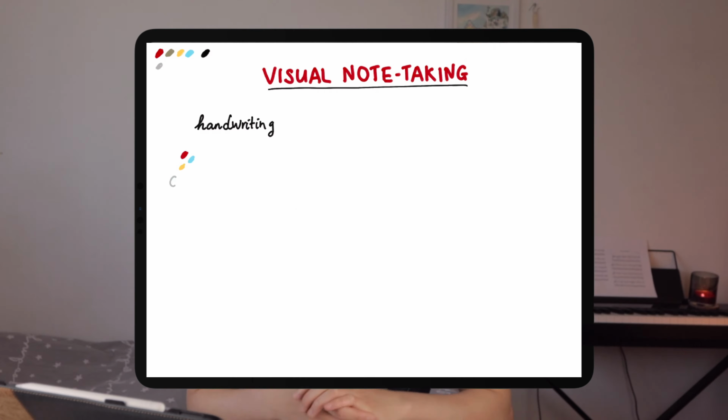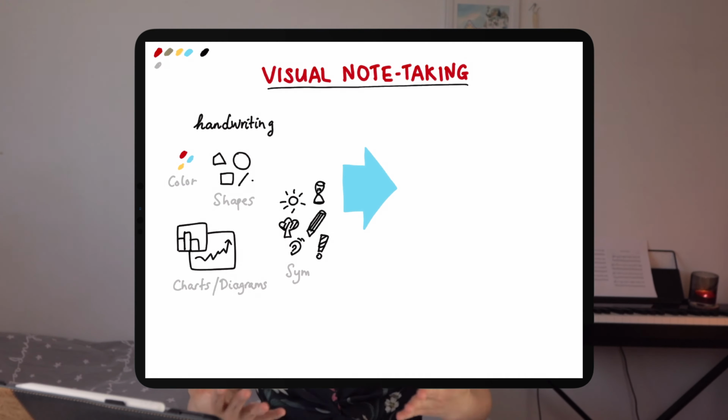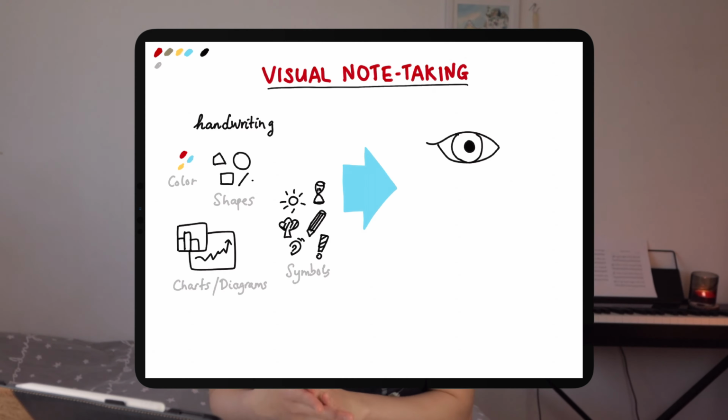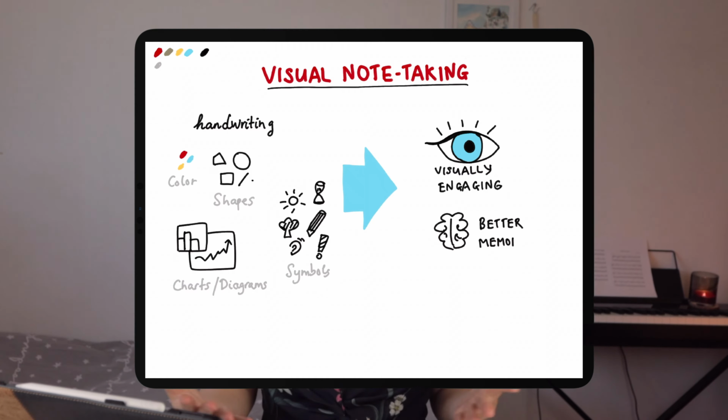So what is visual note-taking? Visual note-taking is a way of combining handwriting, colors, shapes, symbols, charts, and diagrams in order to create a visual representation of information. This way of representing information is not only visually engaging, but it's also proved to help people retain information better than just with plain text.